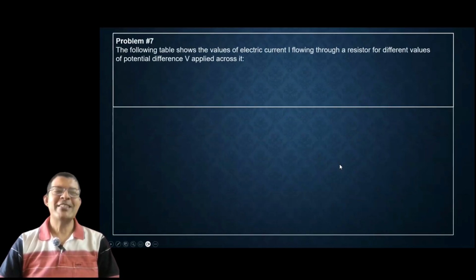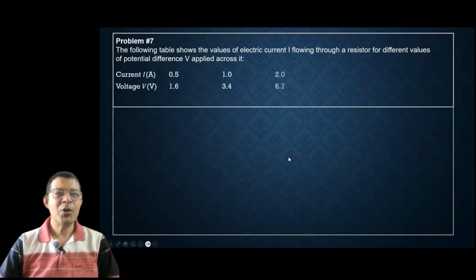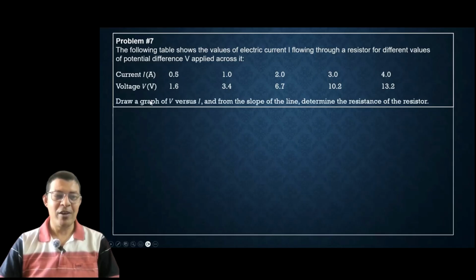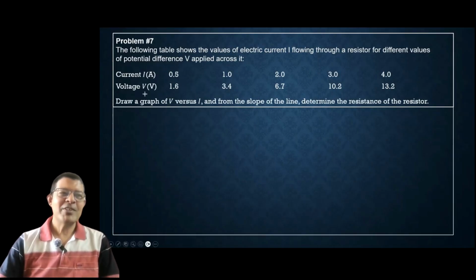Problem number 7 on your screen. It's supposed to give a table. Oh, here comes the table. And there's a subsequent question to it as well: draw a graph. Okay, let us solve this problem. We are here to solve problems, right?